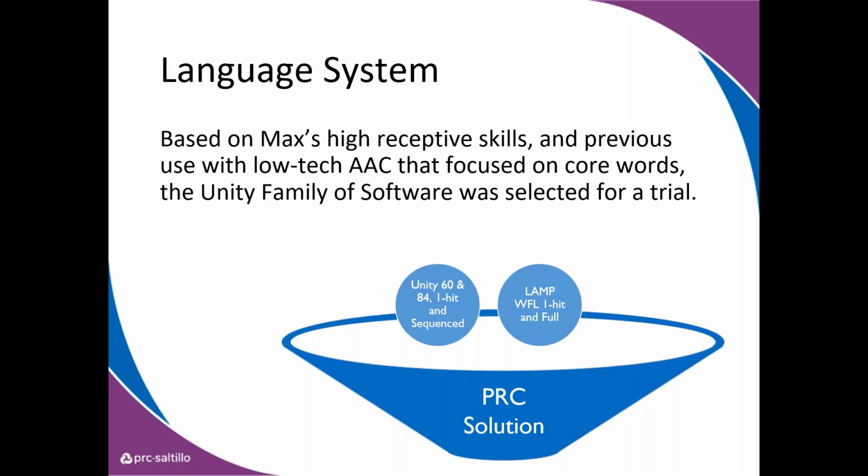And we're focused really on those core vocabulary programs that support novel utterance generation. So the software programs that could meet his needs through PRC would be Unity and LAMP Words for Life, as I mentioned before, both of which would be available on our Accent 800 or 1000, while the Prio Mini and the VIA Pro only have the LAMP Words for Life program as an option.